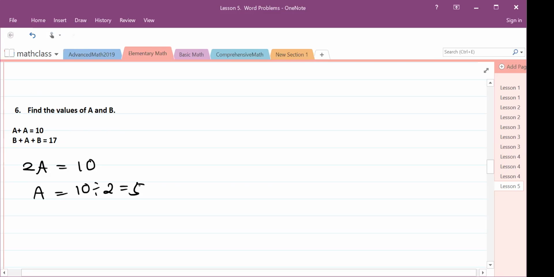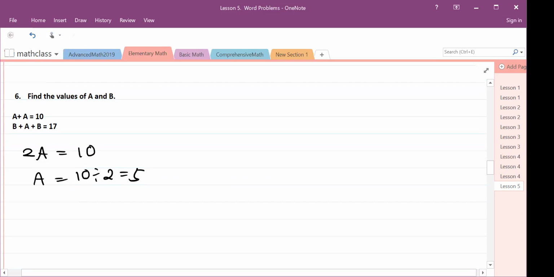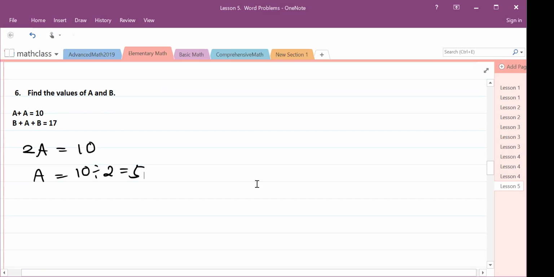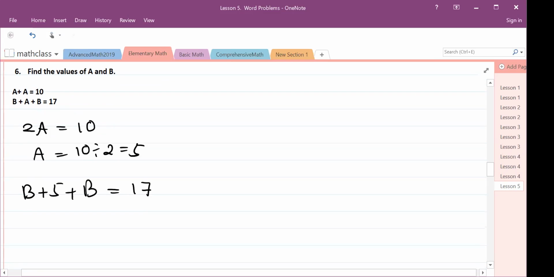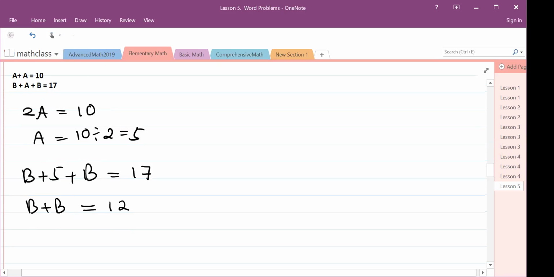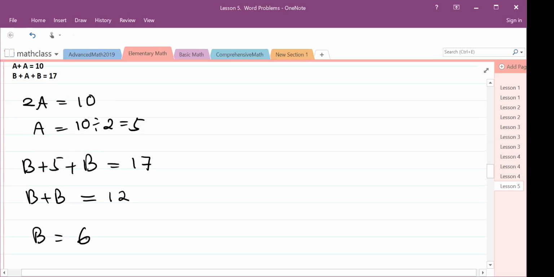So we already get 5, and now look at the second one. The second one is B plus 5 plus B equals 17, right? So what is B plus B now? You have to subtract the 5 from 17. B plus B plus 5 is 17, so B plus B must be 12, because 12 plus 5 is 17. Now what is B? Six. Yeah, great, good job. B is 6, the reason is 12 divided by 2.